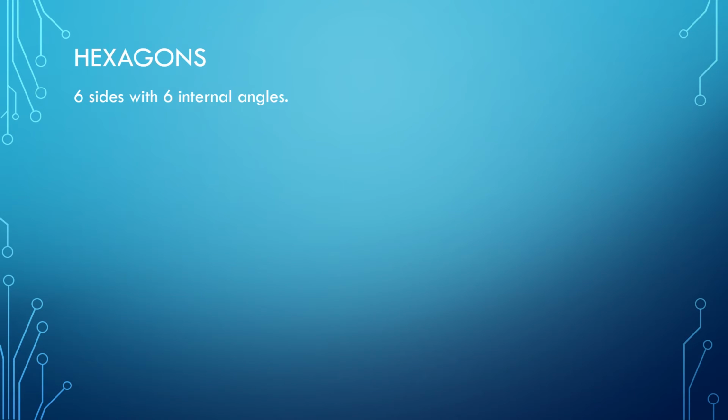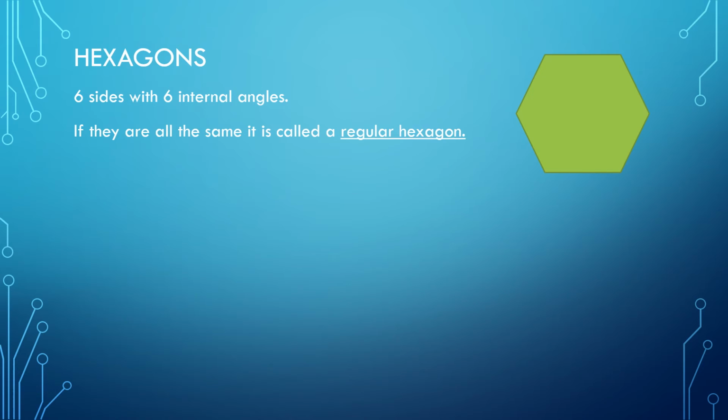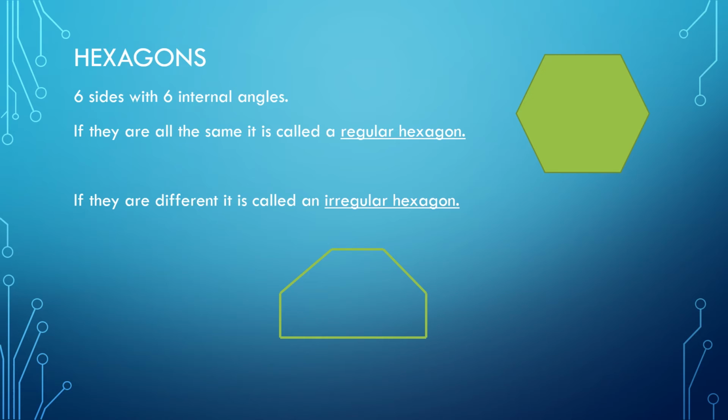Hexagons. Again, I'm sure we're not surprised to see where this is going. Six sides with six angles. Just like our pentagon, if they're all the same size, then it's called a regular hexagon. We get a shape that looks like that. If they're all different, then it's called an irregular hexagon, and we might have something that looks a bit like that. Six sides in that shape, so that makes it a hexagon.